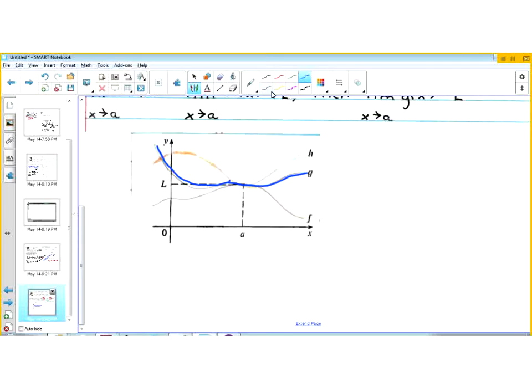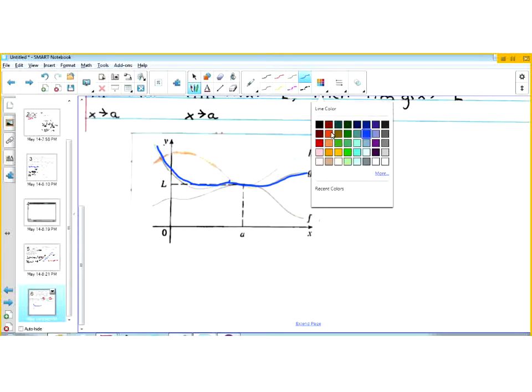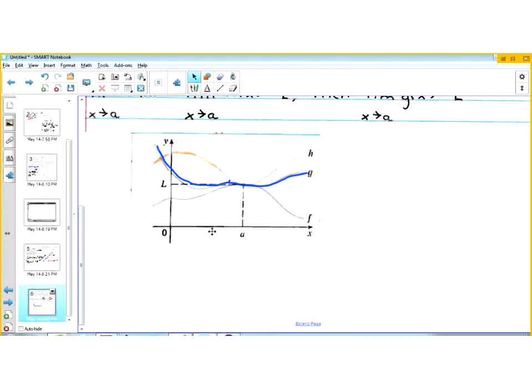Then I'm going to accentuate f as colored, say, orange. Here's my f. And then I'll make h a green color. Nice colors, right?